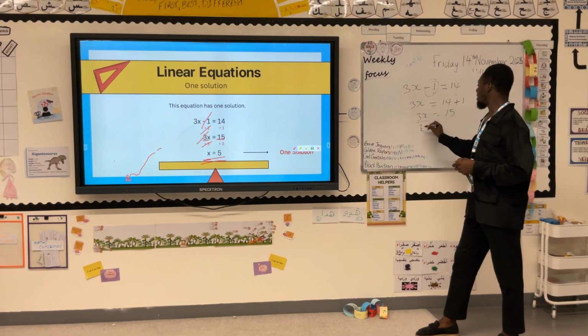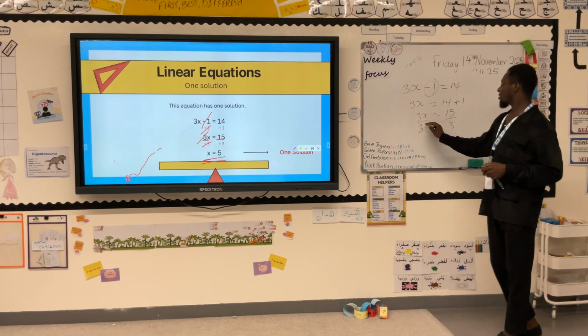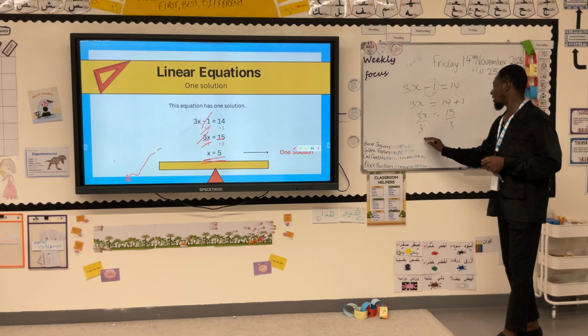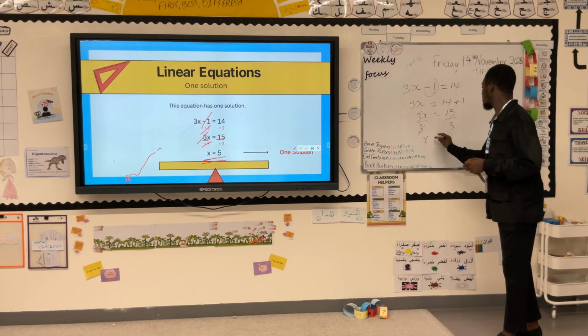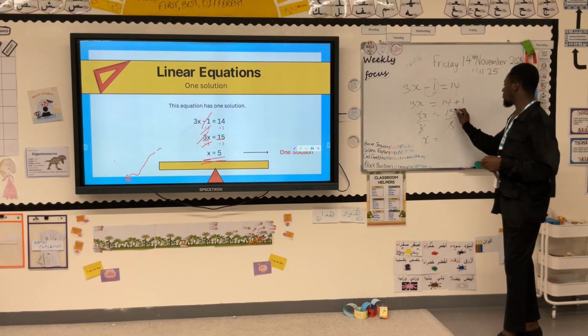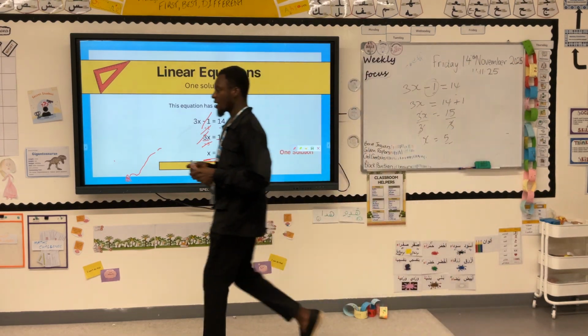You divide both sides by 3. This side also by 3. Now 3 crosses out 3, leaving the x equals to 3 into 15. That is 5. So same answer.